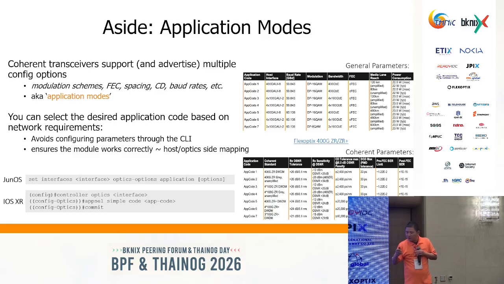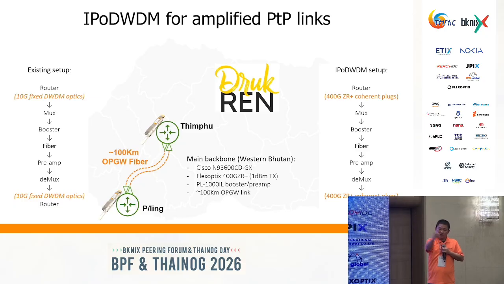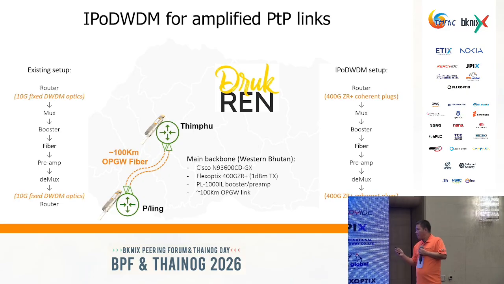There is an example of Junos and IOS XR, the two OSes that I'm familiar with, where you can actually set this. This is from the Himalayas. This is Bhutan's Research and Education Network. This is a link from the capital down to a border town with India. It's a very old fiber. It's an OPGW fiber, almost a 30-year-old fiber.